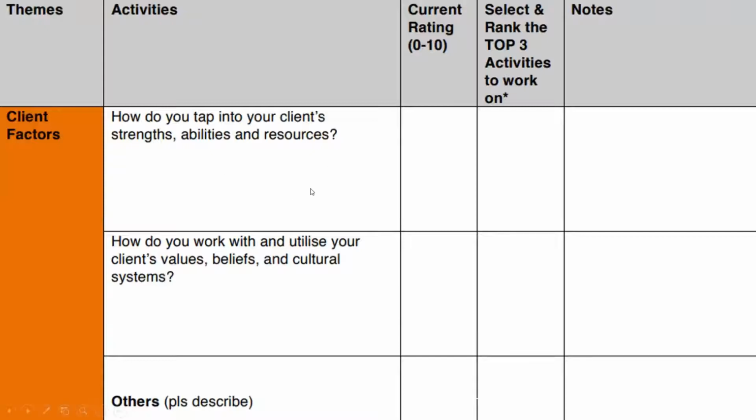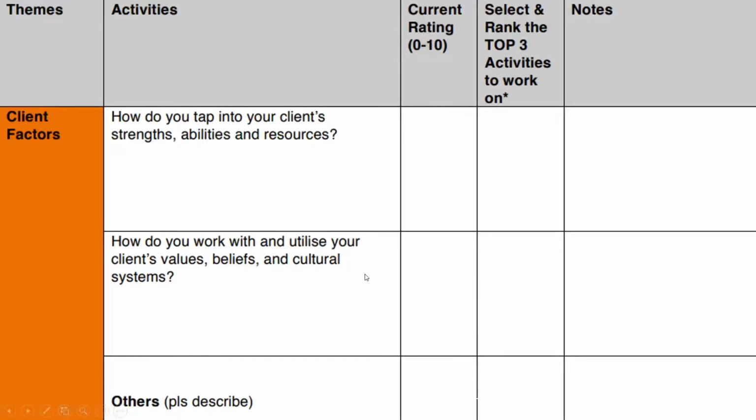Client factors. How do we tap into our clients' strengths, abilities, and resources, like we talked about? How do we work with and utilize their values, their beliefs, and cultural systems? Sometimes clinicians shy away from this because they don't want to offend, or they don't understand, or they don't want to self-disclose, so sometimes there's a barrier there, or an obstacle, or a gap, or a distance. So how do I work with these things? How do I utilize these things within my practice?